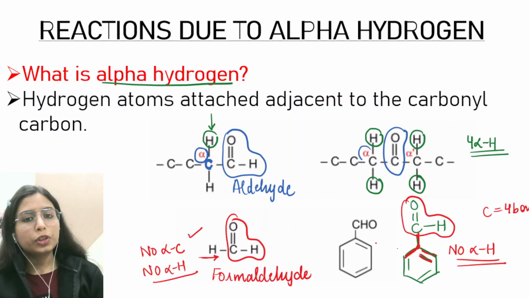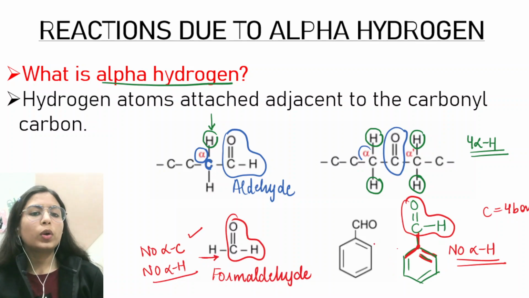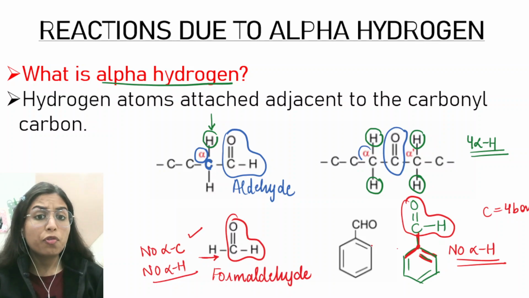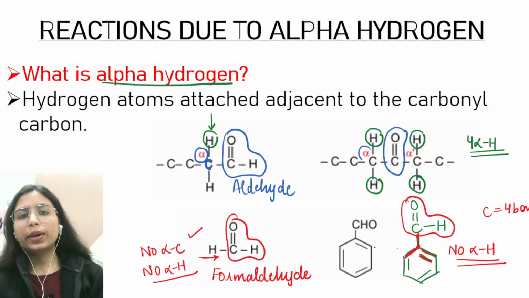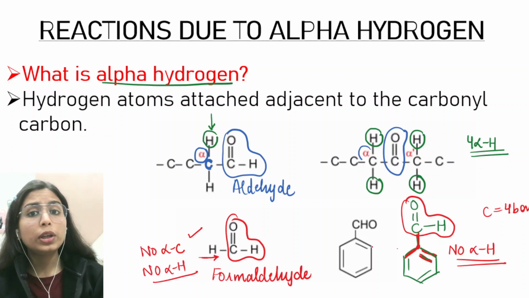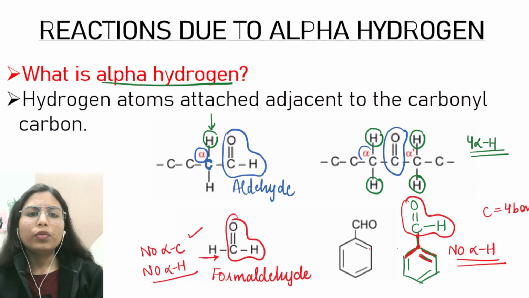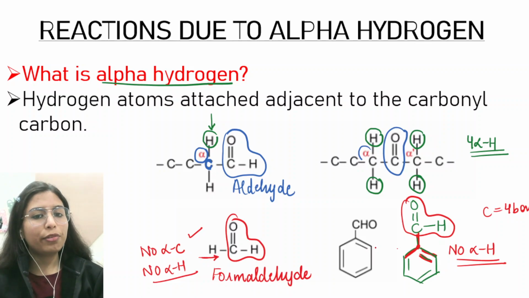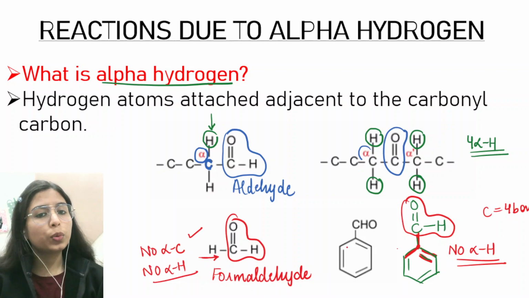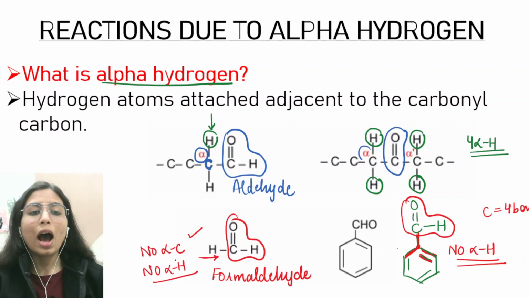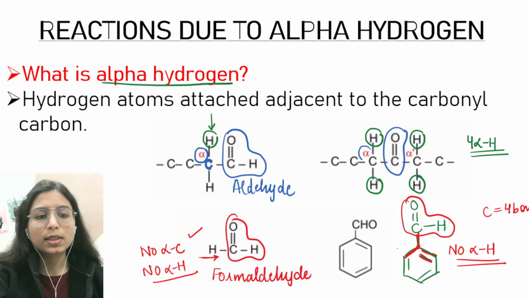Alright, so firstly we have to identify what is an alpha hydrogen. Once you have got your alpha hydrogen, you are sure that the molecule is going to undergo the aldol reaction. So now when we have learned the concept of alpha hydrogen, let us now move on to our aldol reaction. How actually does this take place?